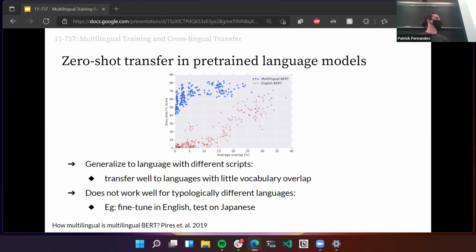Okay. What's the y-axis of that plot? It's the zero-shot performance, basically. But it's F1 score. I think this is accuracy or some classification task, basically. Yeah. So it's F1, which combines precision and recall, basically.